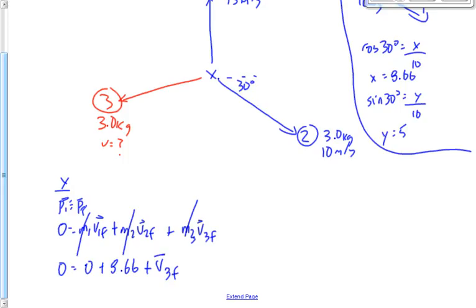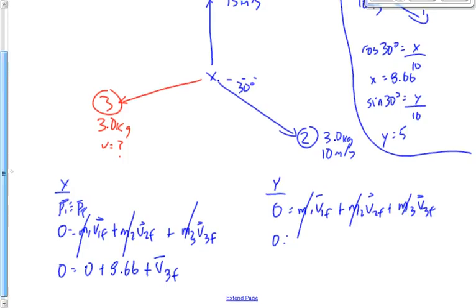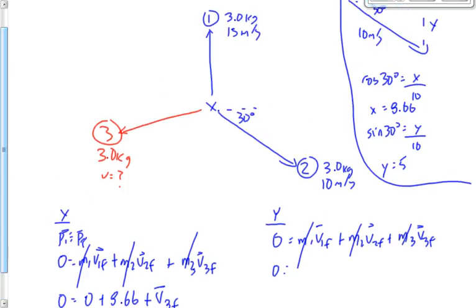If we do the same thing for the y component, zero initial momentum will be equal to M1V1F plus M2V2F plus M3V3F. Masses cancel again. V1F was zero. What is it now? Justin, what's V1F now for the y component? Good. What's V2F for the y component? Derek, what's that one? Almost. Negative 5.